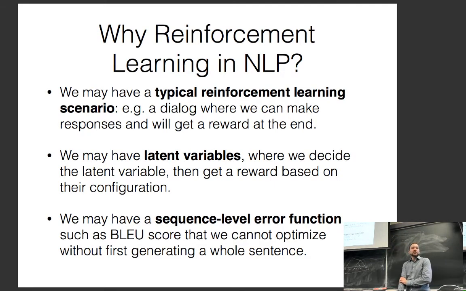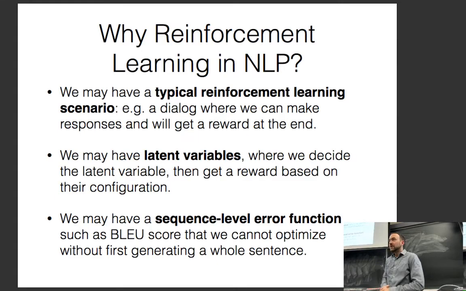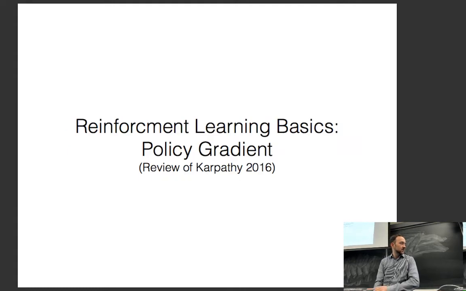Another thing that people have been using this for is when you have something like a sequence level error function. An example would be BLEU score for translation. Another example would be F measure for named entity recognition, where you don't just get an error for each tag, you get an error for multiple combinations of decisions. And this is another place where people have been using reinforcement learning algorithms to solve these problems. So this is something to remember. I'll revisit this later when I talk about when to use reinforcement learning and when not to.